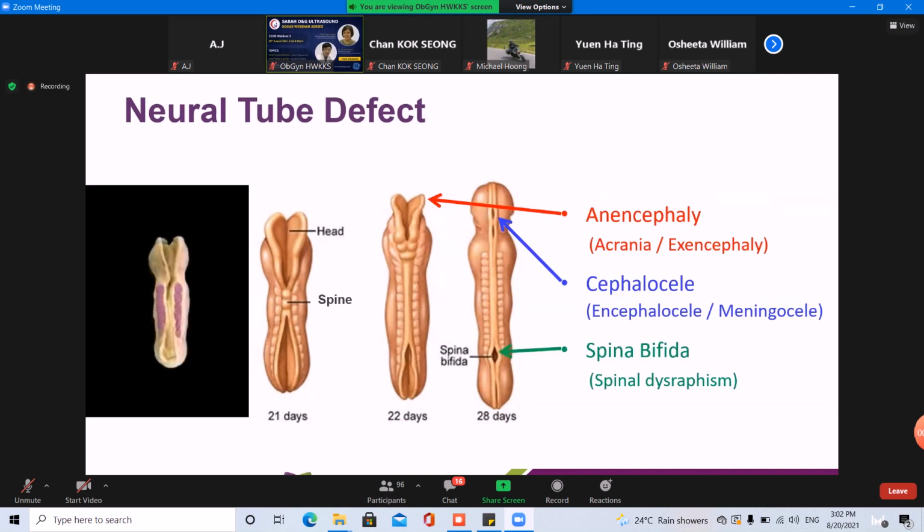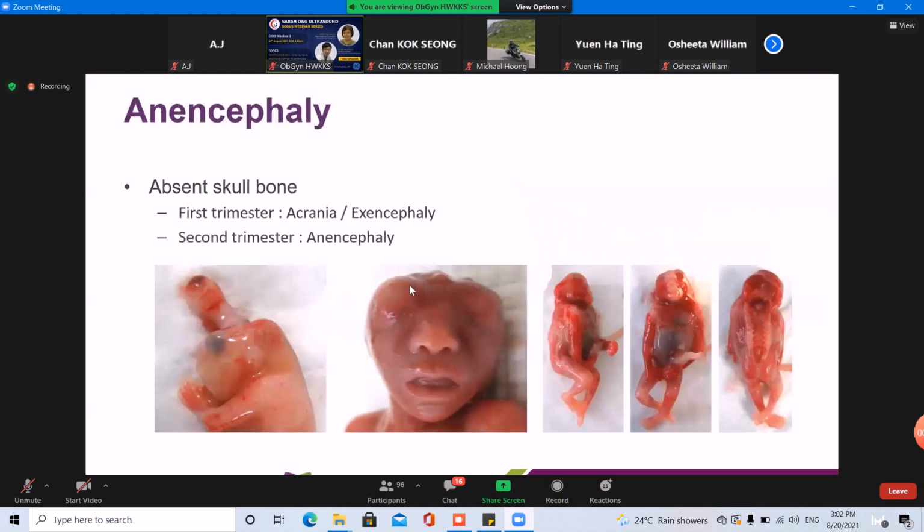And most of the time, the neural tube defect is in the spine. And when it is in the spine, we call it spina bifida. And now we give them a new name called spinal dysraphism. Now, the most common neural tube defect is anencephaly. The primary pathology is absent skull bone. The whole skull bone is absent.